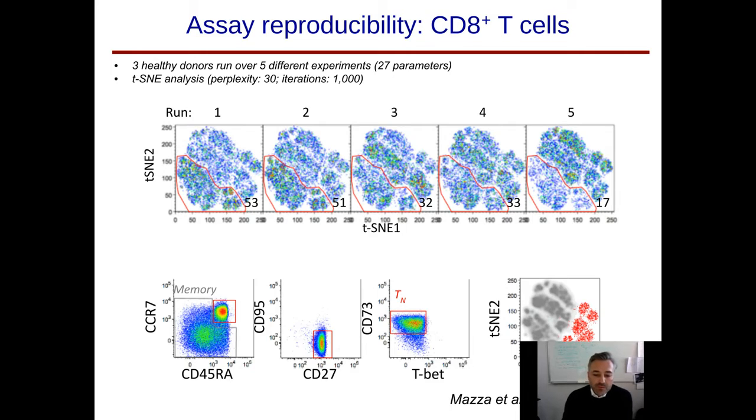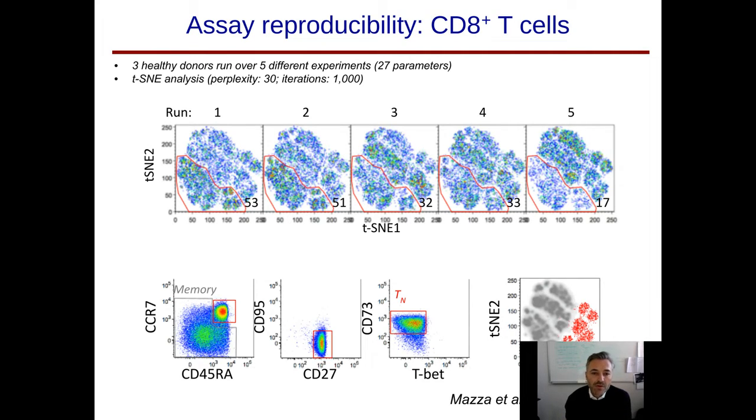Here, this is something that we encountered a while ago when we decided to analyze samples by t-SNE. This was one of the first times that we used t-SNE to analyze flow cytometry data. In this case, we did an interesting experiment, because we wanted to test the possibility to replicate data in different experiments over time.